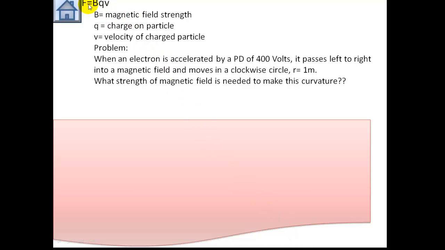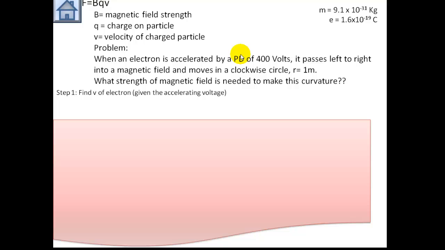F is equal to BQV. B is the magnetic field strength, Q is the charge on the particle, V is the velocity of the charged particle. So we have a potential difference of 400 volts. It passes from left to right, and the radius of curvature is 1 meter. So how do we do that? We need these facts. m is the mass of the electron, e is the charge on an electron.